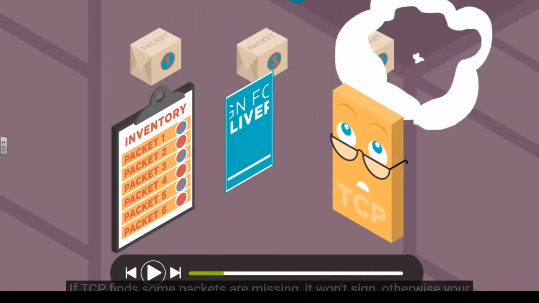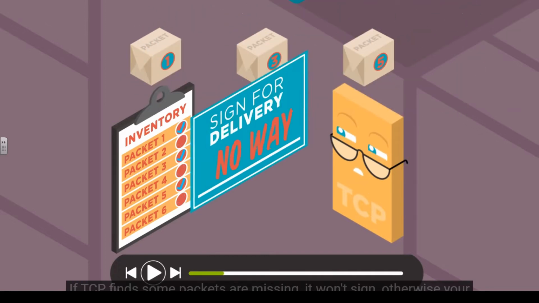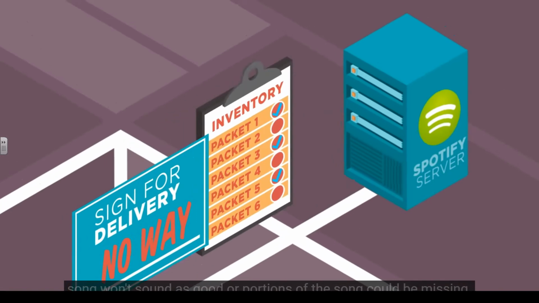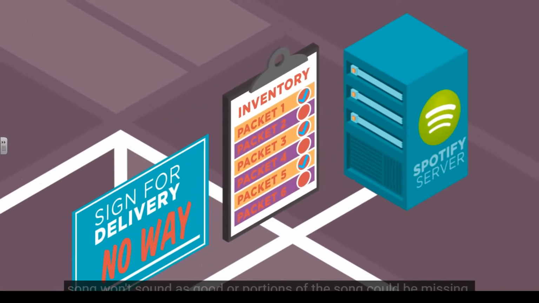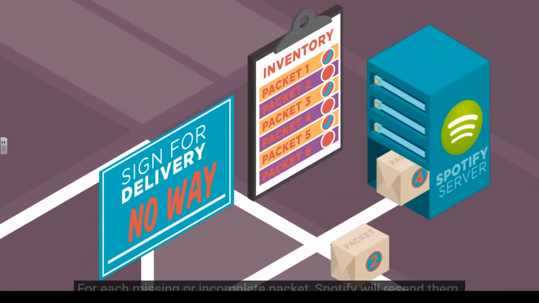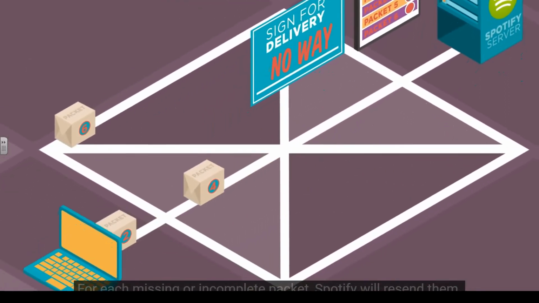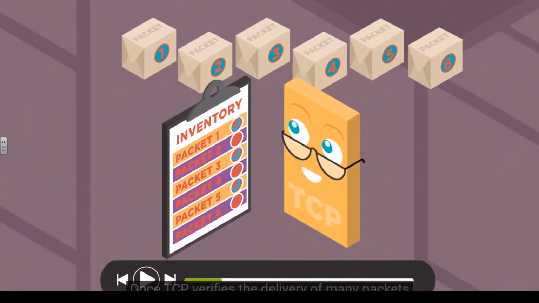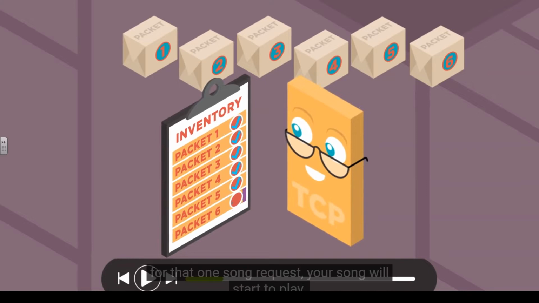If TCP finds some packets are missing, it won't sign. Otherwise, your song wouldn't sound as good, or portions of the song could be missing. For each missing or incomplete packet, Spotify will resend them. Once TCP verifies the delivery of many packets for that one song request, your song will start to play.